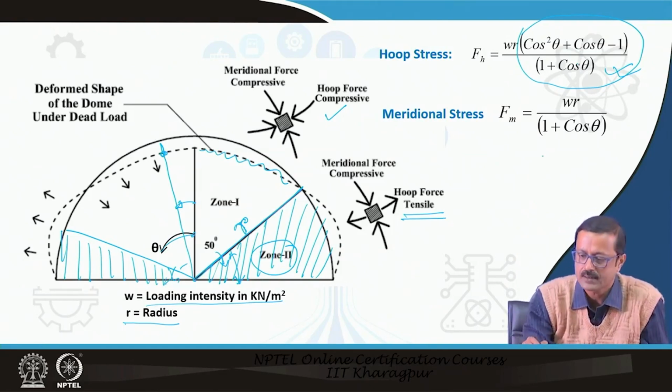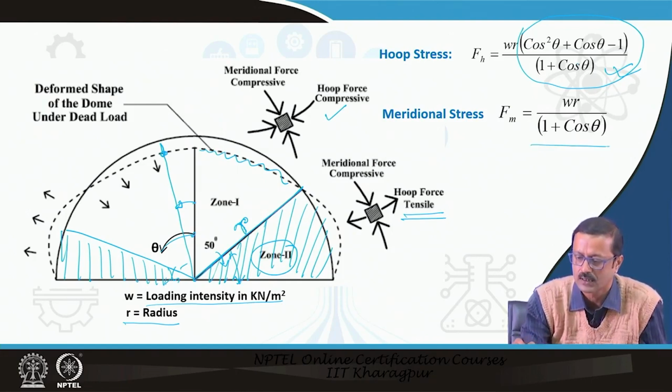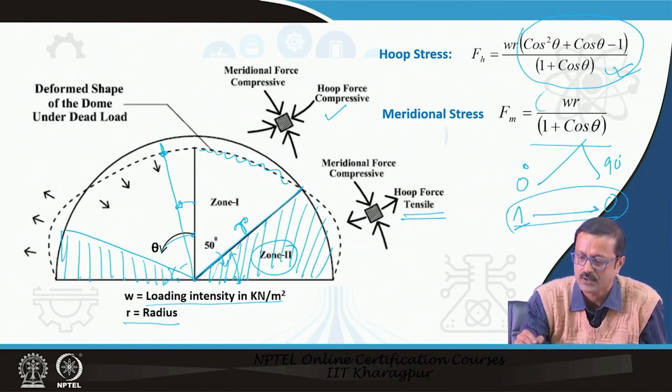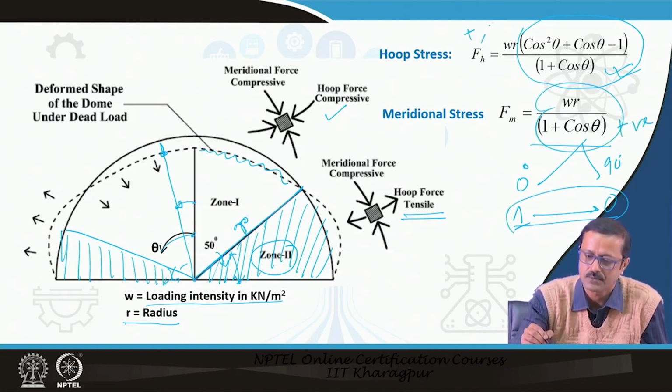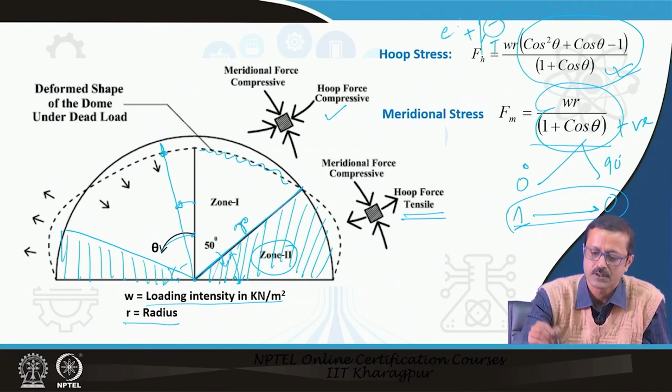But you see, the meridian stress is 1 upon 1 plus cos theta. Cos theta is 1 at 0 degrees, and at 90 degrees it is 0. So it goes from 1 to 0, all positive, so 1 plus whatever is always going to be positive. But for the hoop stress, sometimes it is positive and sometimes negative. When it is negative, it is tension, and when it is positive, it is compression.